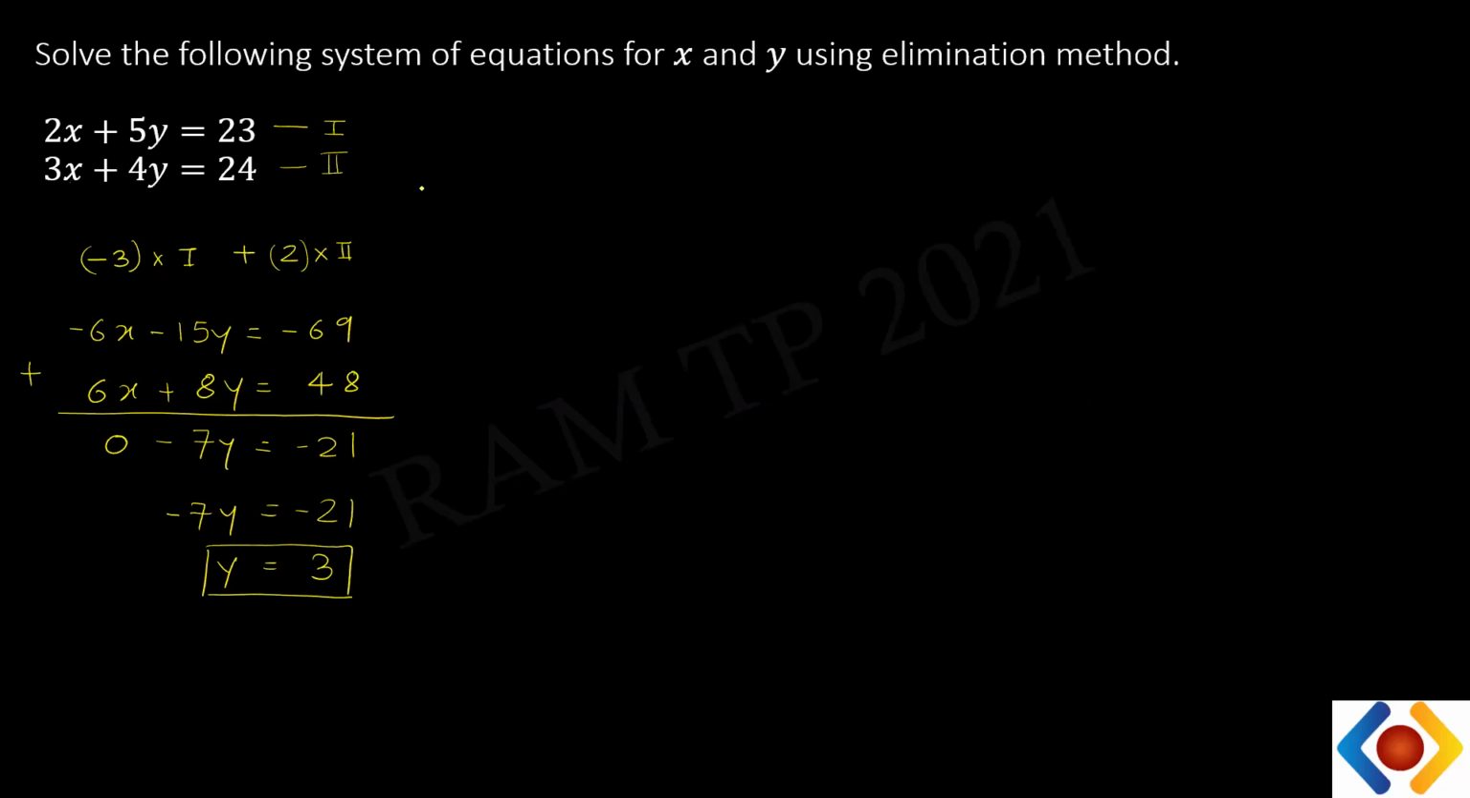Now substitute y equals 3 in the first equation. So you get 2x plus 5 times 3 equal to 23. So 2x plus 15 is equal to 23. So 2x equals 23 minus 15, that's 8. Therefore x is equal to 4, right? So what is our solution?